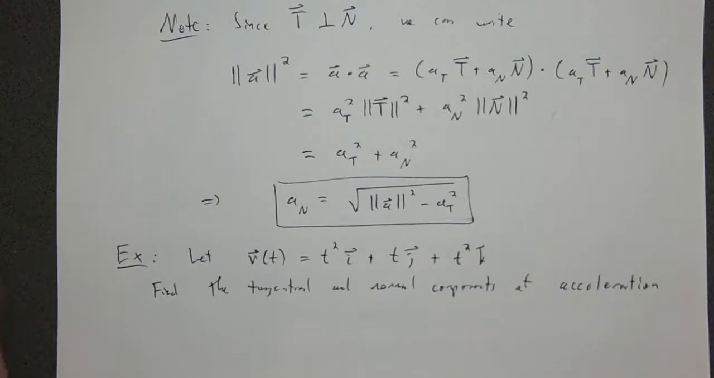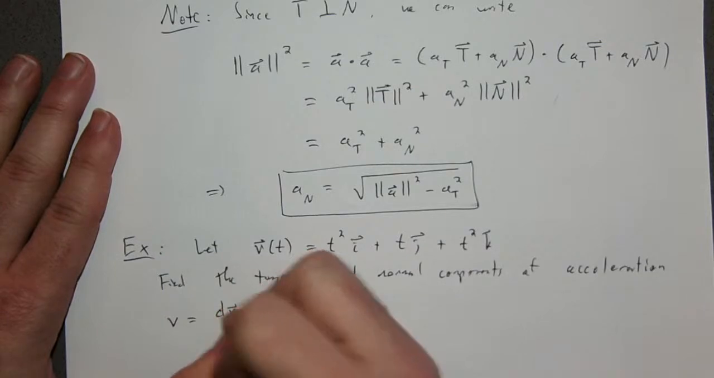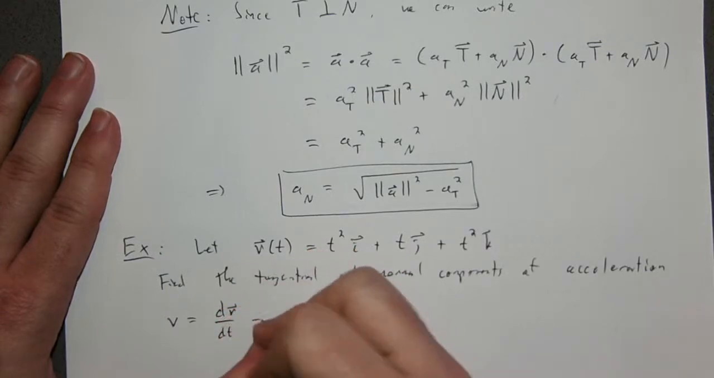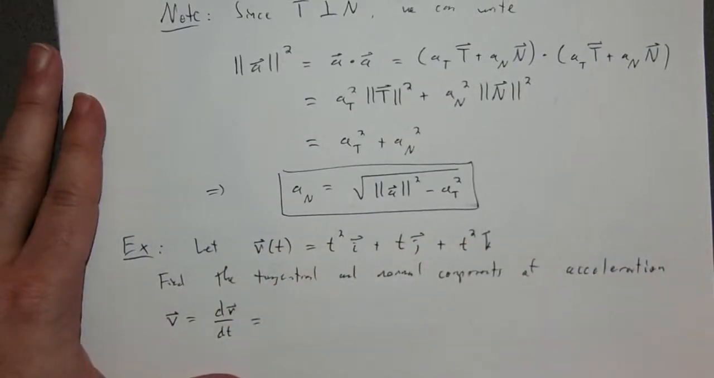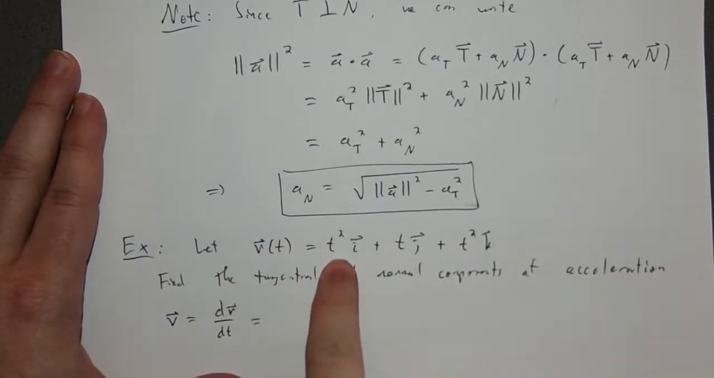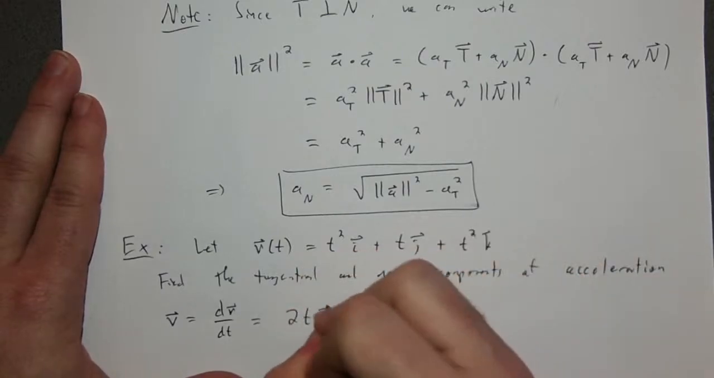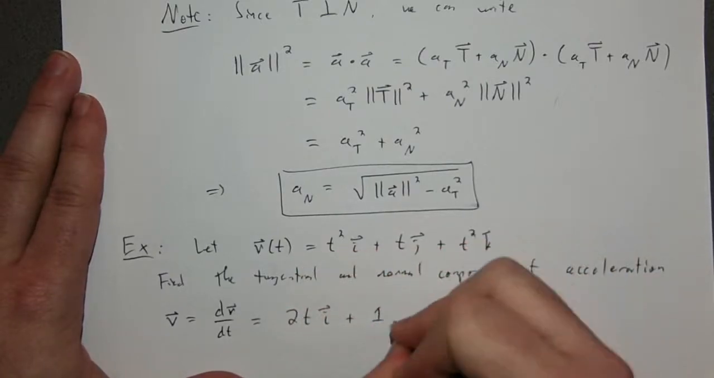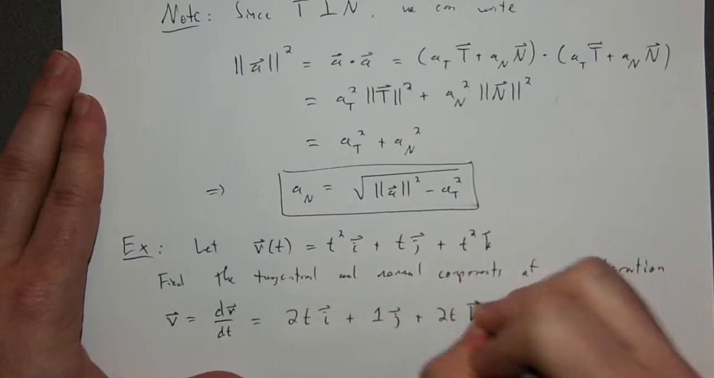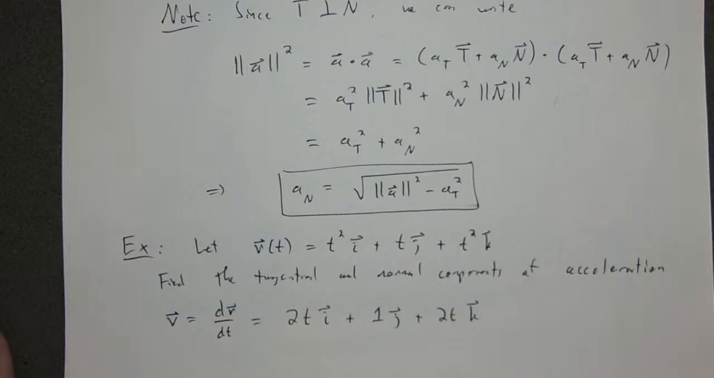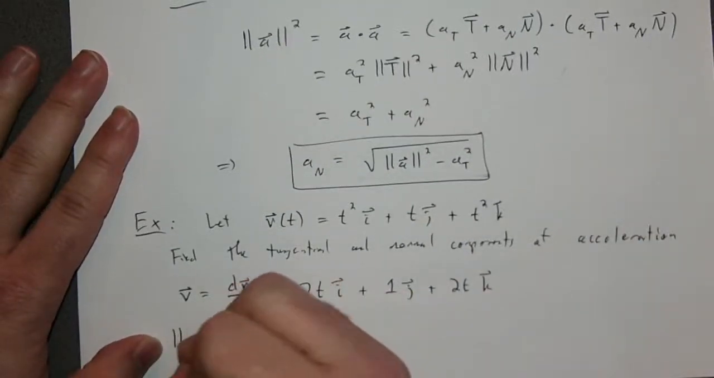Okay, so I want to compute v, right? V is, of course, dr/dt. So what is this vector v? Just computing this, I get 2t i plus 1 j plus 2t k, right? Okay, that's easy enough. So now I can compute the length of v.